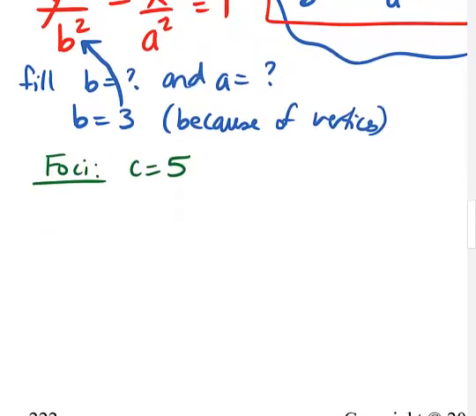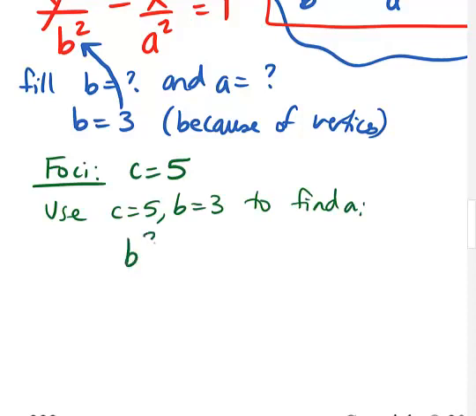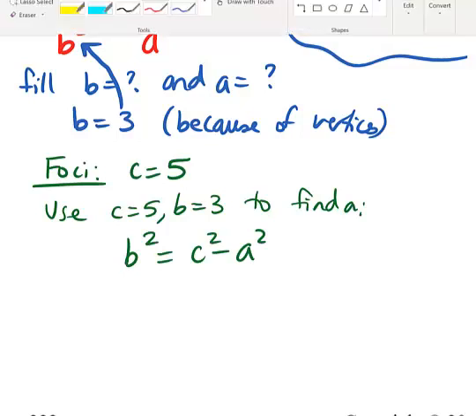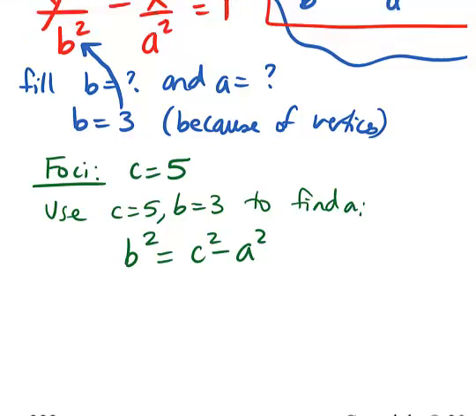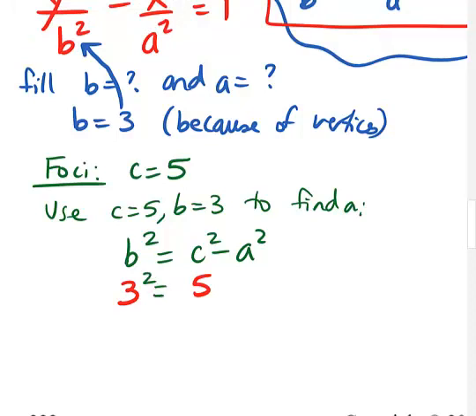I want to find a, but if I have b and c, I should be able to find a. So I'll use c equals 5 and b equals 3 to find a, because we have that handy-dandy equation, b squared equals c squared minus a squared. In the previous problems that we just did, I knew b and a and I didn't know c. This time I know b and c, but I don't know a. Still, I should be able to figure out the one thing I don't know by filling those two in and solving for the last guy.